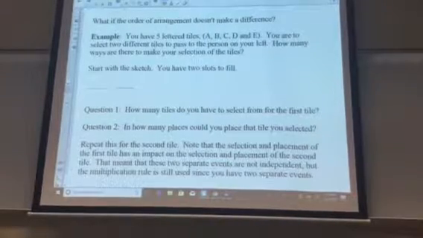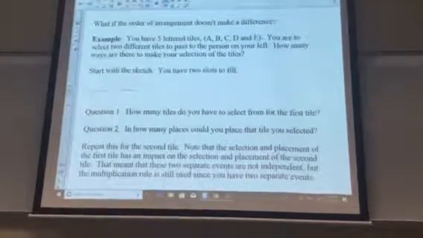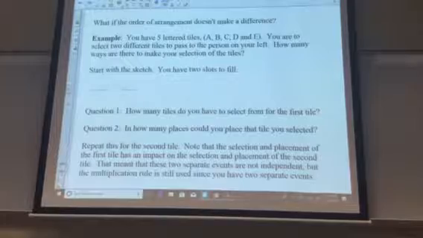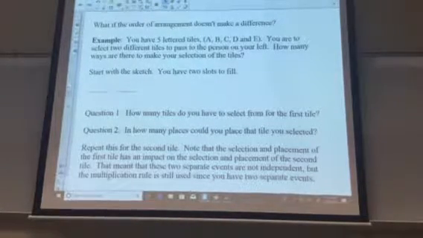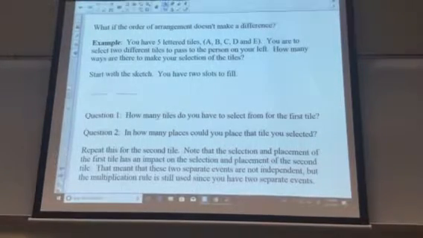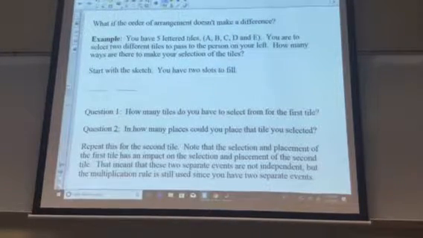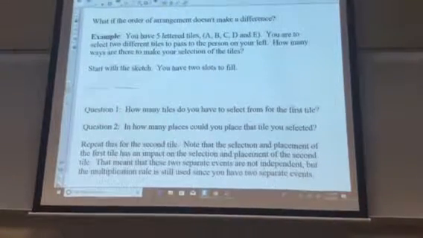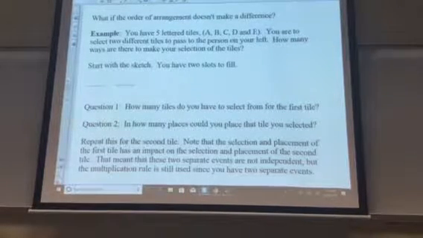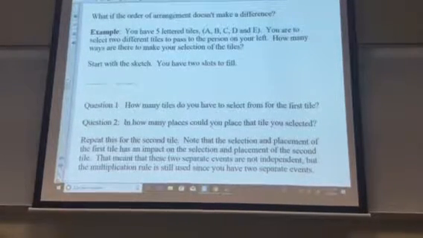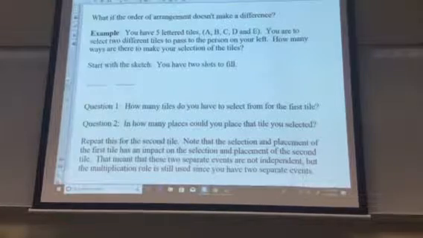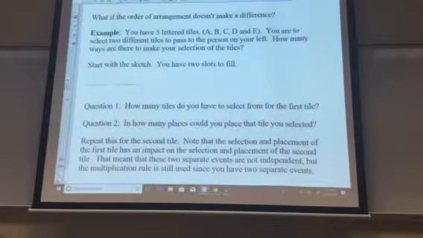Of Scrabble of some sort. And your rules say that if you don't like a couple of the tiles you have, you can pass them to a neighbor. And they get stuck with the Q and the Z. But your tiles are A, B, C, D, and E. 5 different tiles. You're going to pick 2 to pass to the left. How many ways could you make your selection of tiles?